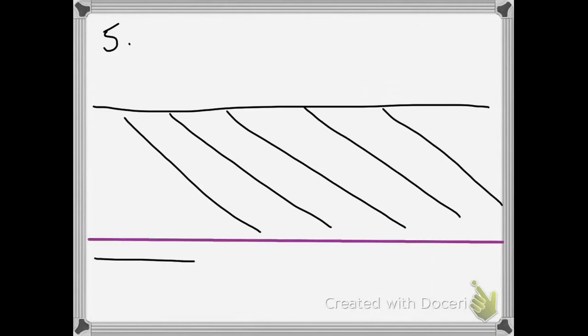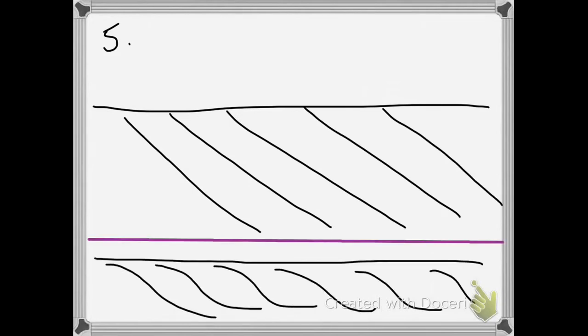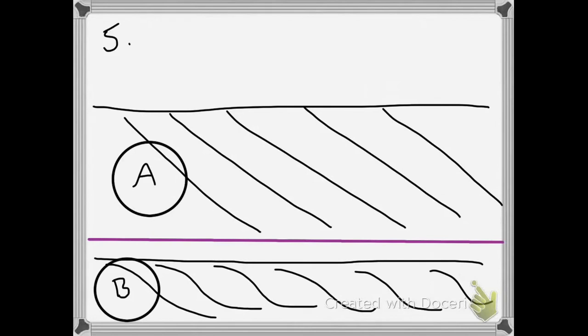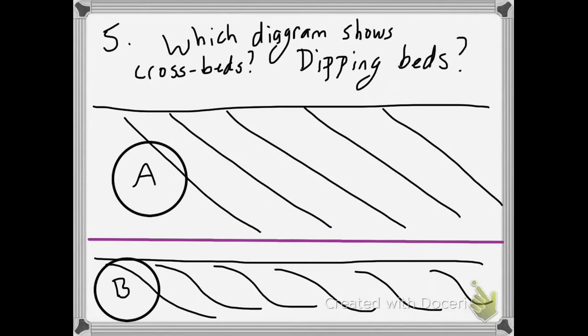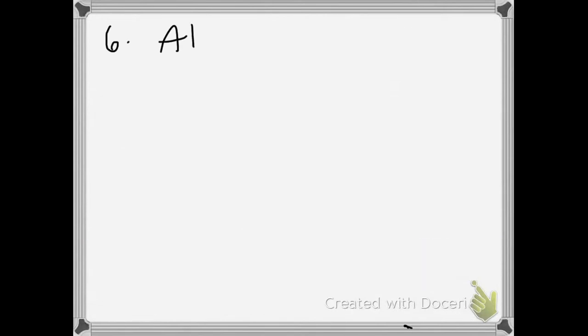Question number 5, I'm going to draw 2 things which are different, and I'm labeling them A and B. Okay, between A and B, the top or bottom diagram, which diagram is actually showing you cross-bedding? Which one is cross-beds? Okay, that's letter B. Which one are simply showing dipping beds? This is letter A, because letter A are planar beds that have been tilted over.